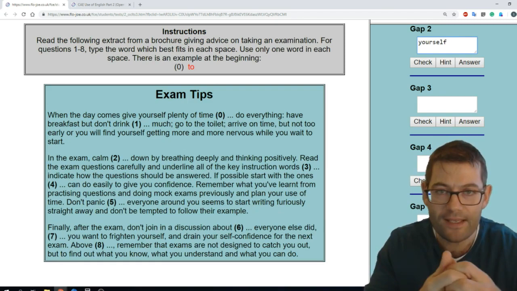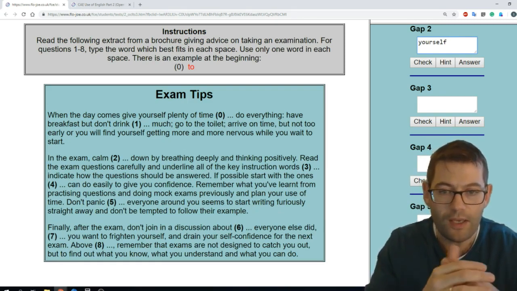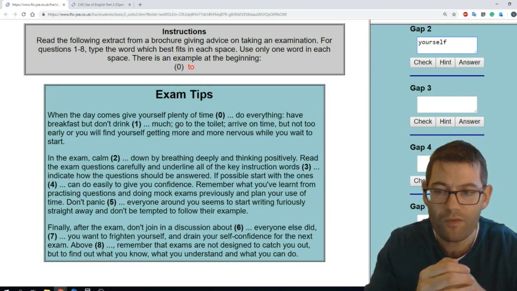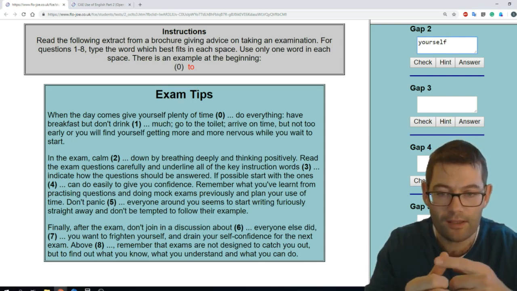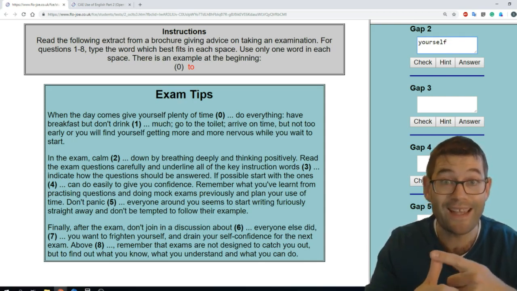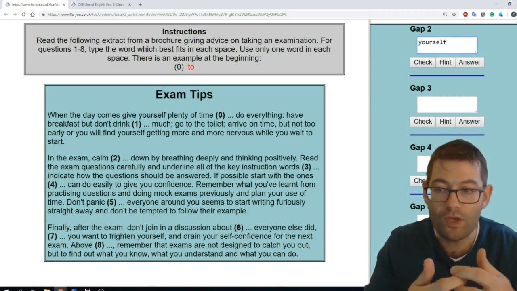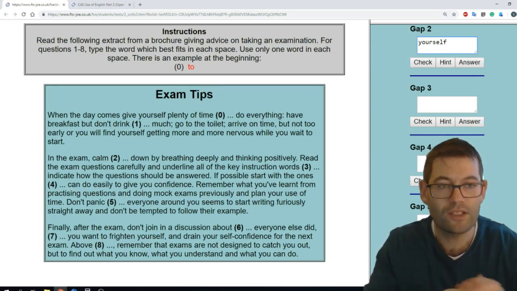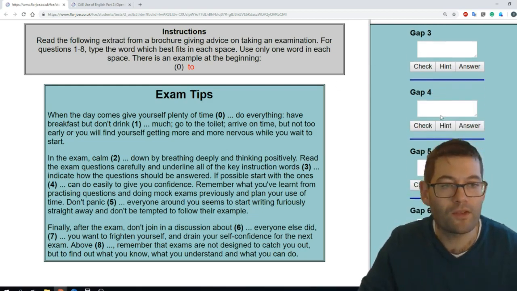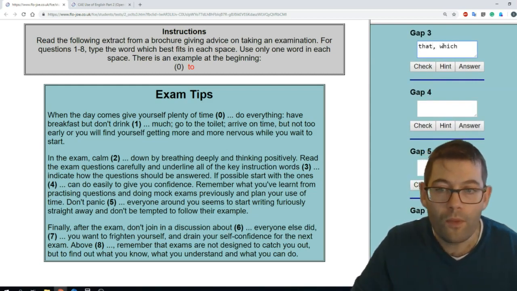So what we need here is a relative pronoun, the correct relative pronoun to refer to key instruction words. And we've got two choices because of the structure of this relative clause. We could say "underline all of the key instruction words that indicate," or we could say "key instruction words which indicate how the questions should be answered." So for gap number 3, there are two possible answers here, "that" or "which."